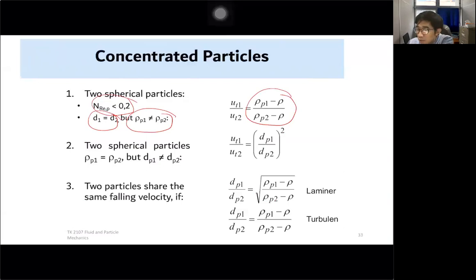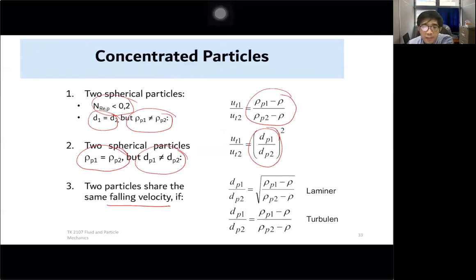How do we get this equation? Basically, by deriving from the mass balance of each particle. And then, if you have two different particles with different diameters but the same density, then basically the ratio of the terminal velocity will be the quadratic ratio of the diameter.